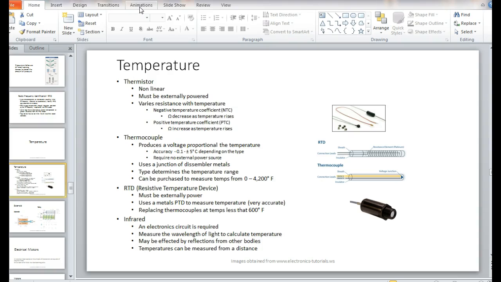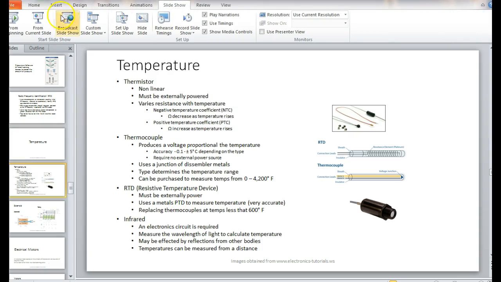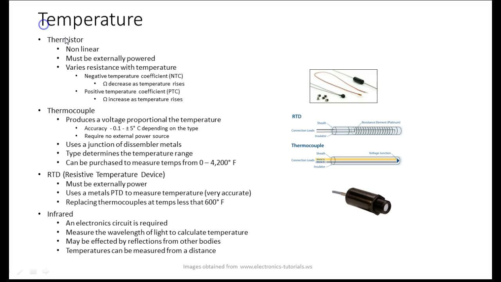So temperature. We have different devices that sense temperature. We haven't talked about this yet. So we have what we refer to as a thermistor. These are solid state, and this one is externally powered. They're called thermistors.